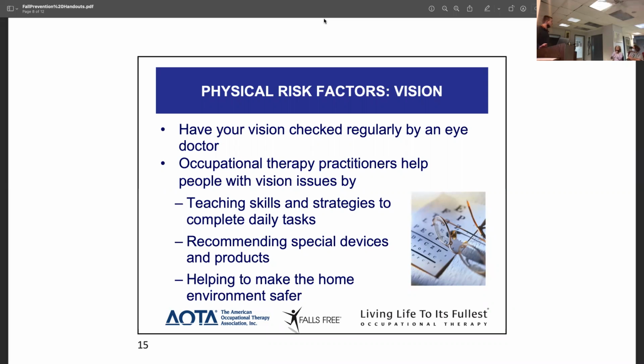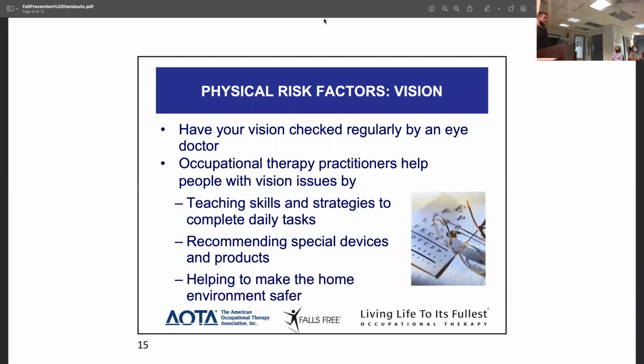Yeah. How did you make your home environment safer? We're going to get to that. We'll talk about clearing out paths from your bathroom to the bedroom, or clearing off your steps if there's any clutter on the steps, removing throw rugs. Those are just a few examples of how to make your home a little bit safer, but we'll get into that in a little bit.